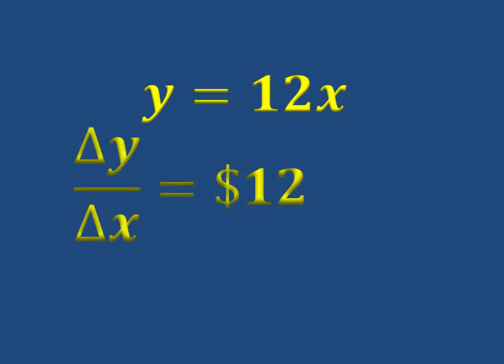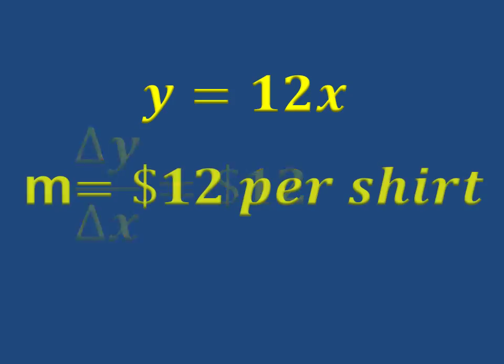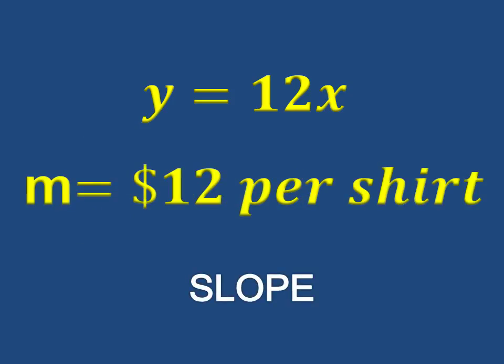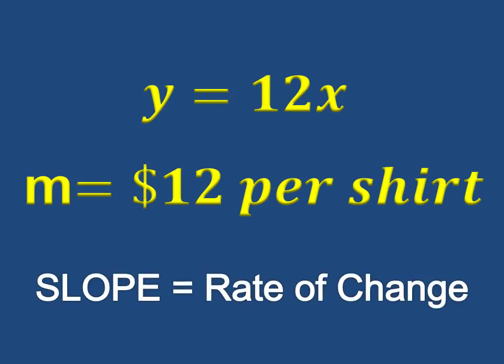We can rearrange this a bit and see that the ratio of delta y to delta x, this is the rise over the run, is always 12. This ratio is called the line slope and is represented by the variable m. The slope is the rate of change of the cost function. In other words, how much the total cost changes for each shirt that we add to the cart.